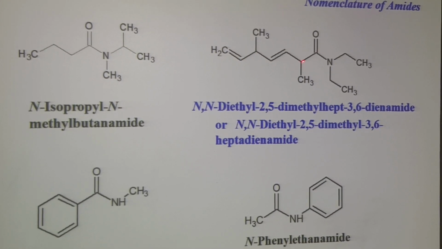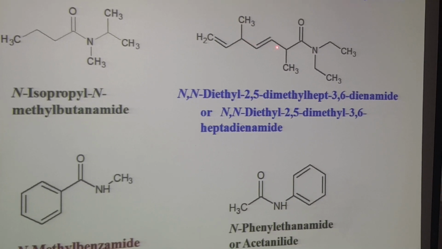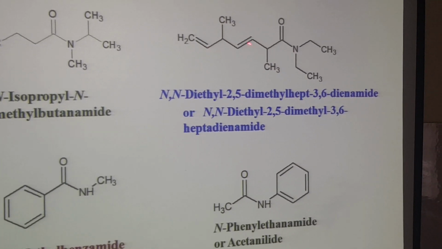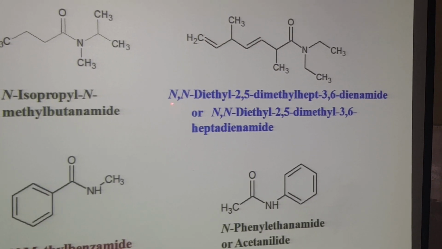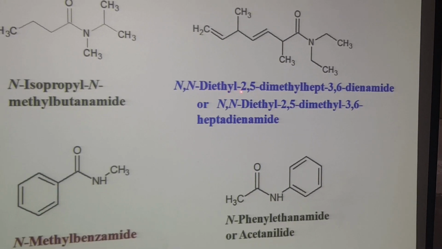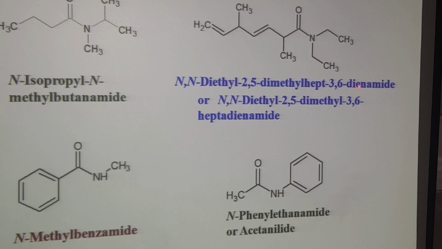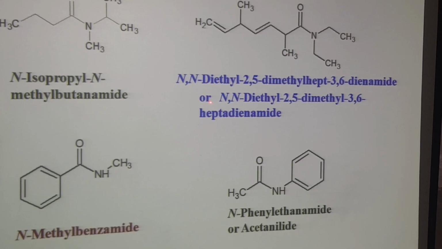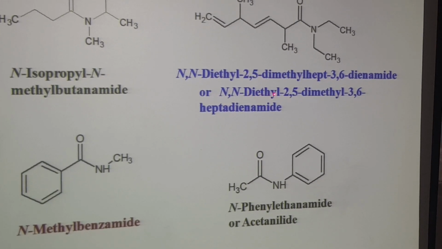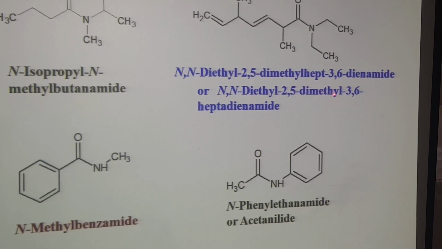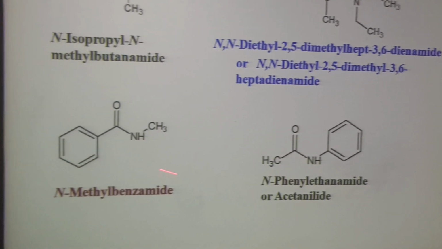So 1, 2, 3, 4, 5: 2, 5 methyl. Okay, and 3 and 6, these two carbons are substituted with double bonds. So the name of this molecule is N,N-diethyl-2,5-dimethylhept-3,6-dienamide. Okay. In another way, we can also name this molecule as N,N-diethyl-2,5-dimethyl-3,6-heptadienamide.